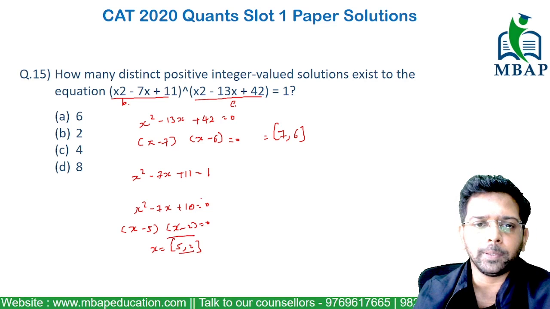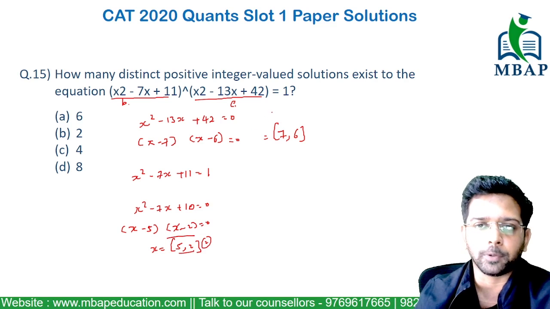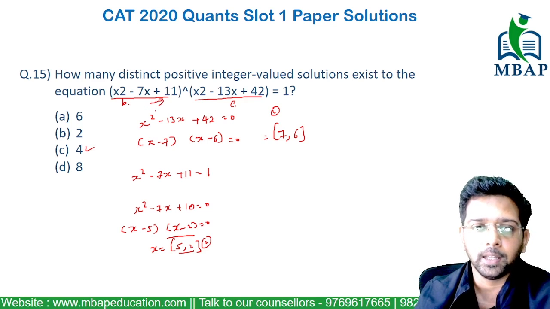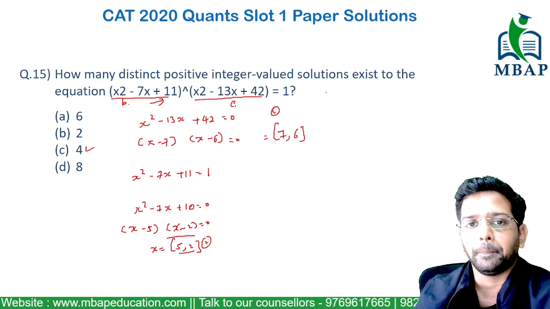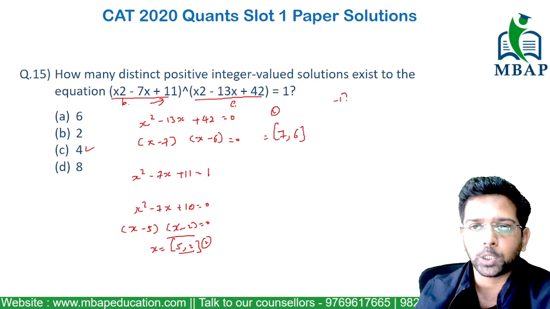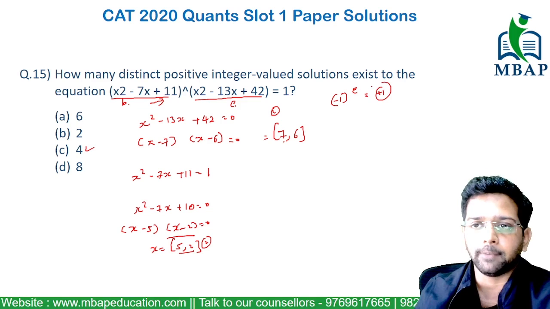So you understand, two roots are coming out from here, two roots from here. So the solution possibly looks like 4. But there's a catch. The catch is, try to resolve the base, because we understand the base x squared minus 7x plus 11 can become negative. So minus 1 raised to any even number, which is 7, 6 here, will again give you plus 1.